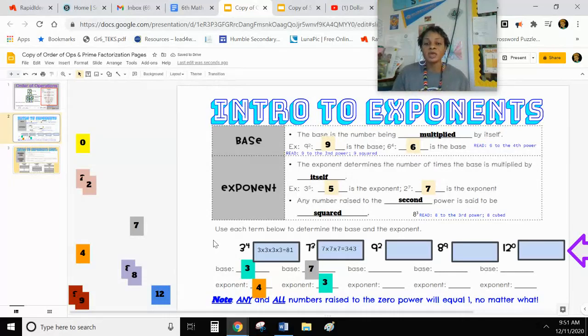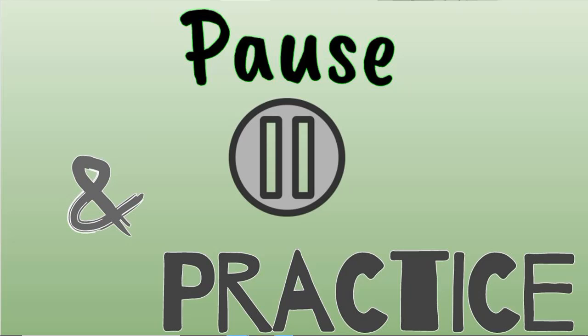Every single time. So I want you to pause and practice 9 squared, 8 to the 9th power, and 12 to the 0 power. Write them in expanded form and then multiply them out and get an answer. Pause and practice here.